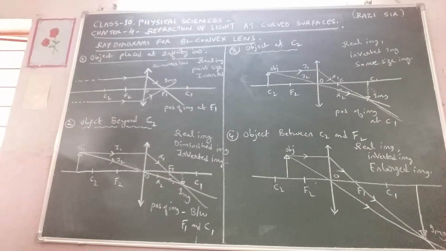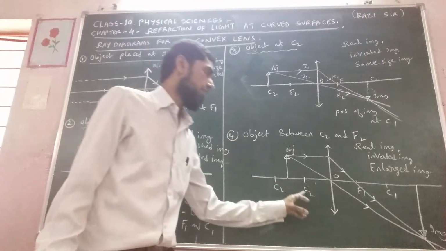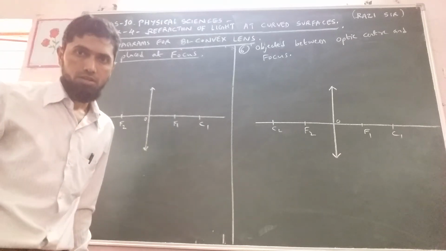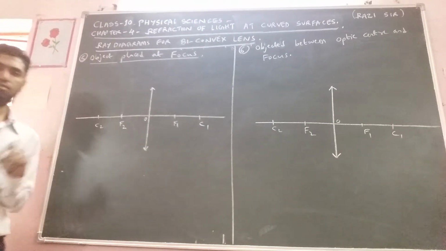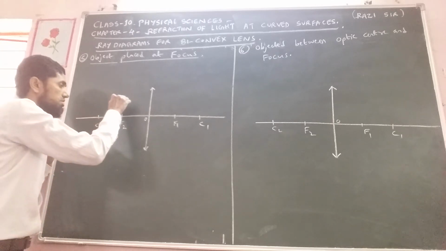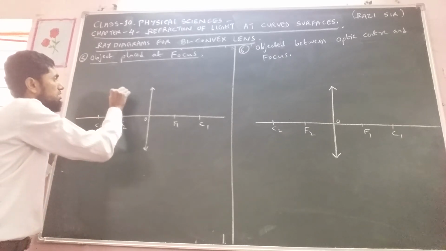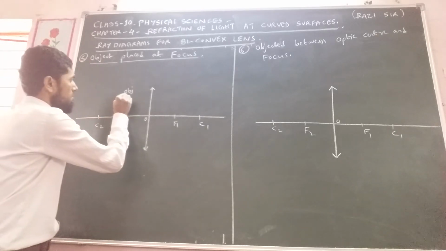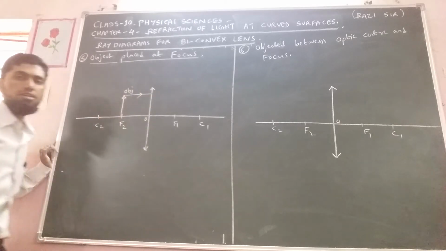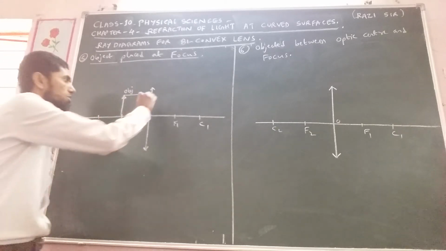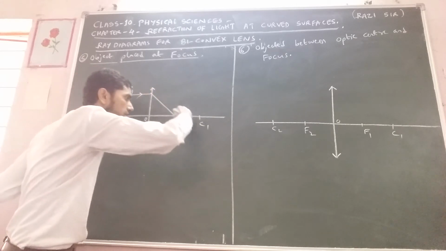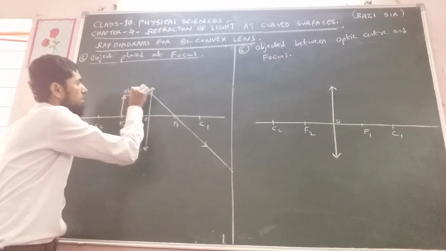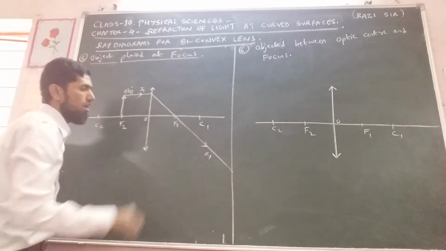Next we will learn regarding the object which is placed at a focus. Now if the object is placed at focal point 2, what is the characteristic of the image? Let us see. When the object is placed at focal point 2, the first rule, a ray parallel to the principal axis, will pass through the focus after refraction through the biconvex lens. We have incident ray 1, refracted ray 1.